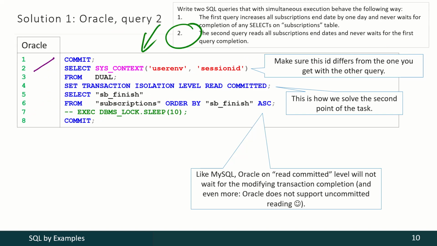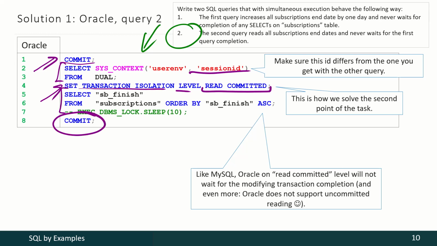Here we also have to commit any previously active transactions, then we have to deal with the session ID, then we have to switch the transaction isolation level to read committed, and then we only have to select the data and commit the transaction. Please pay attention that in MySQL and Microsoft SQL Server we were using read uncommitted here, but no read uncommitted exists in Oracle. That's because Oracle does not support uncommitted reading at all.